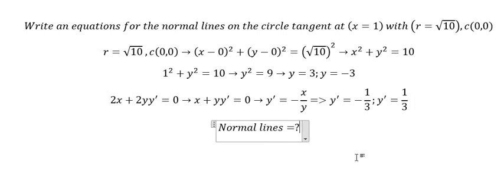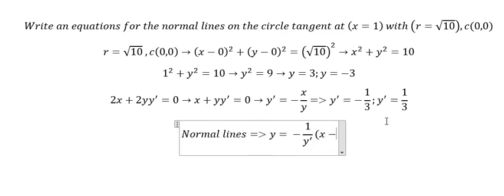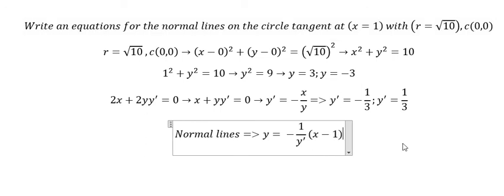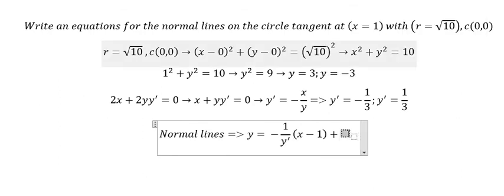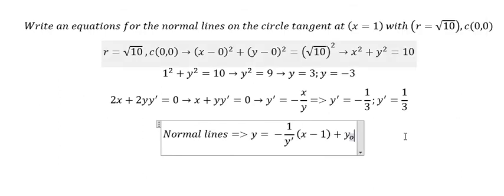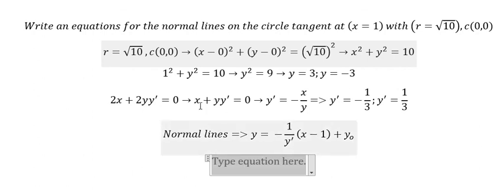you get y equals negative 1 divided by the first derivative of y, multiplied by x minus the value of the location of the tangent, that's 1, and we need to put the value of y here. Because we have two values of the first derivative, that means we need to write two formulas of normal lines.